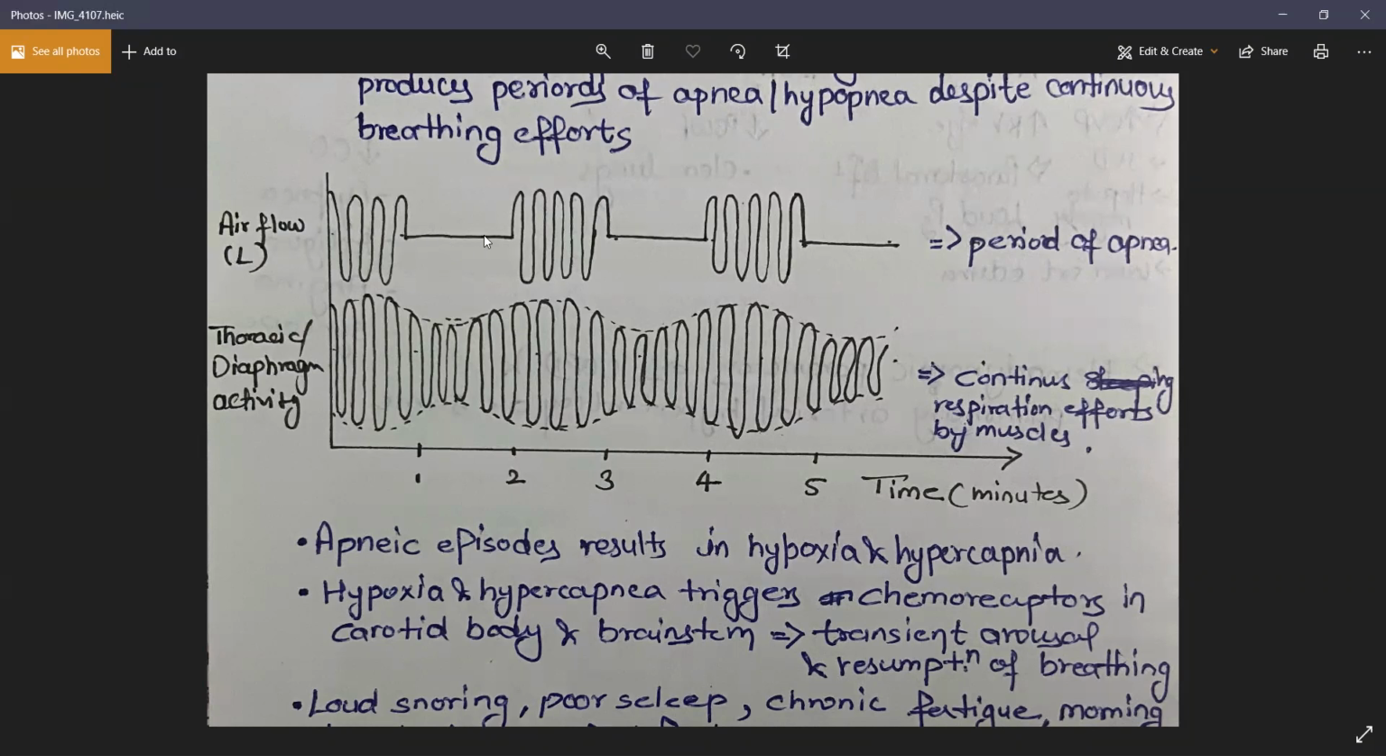Then, when the 10 seconds occur, the patient wakes up from sleep. Then they breathe again. Then again, after some time, cessation of breathing, the patient wakes up again, and they breathe again. So as you can see, the diaphragm is continuously working. It's just that the air is not going into the lungs. That suggests the patient could be having obstructive sleep apnea.